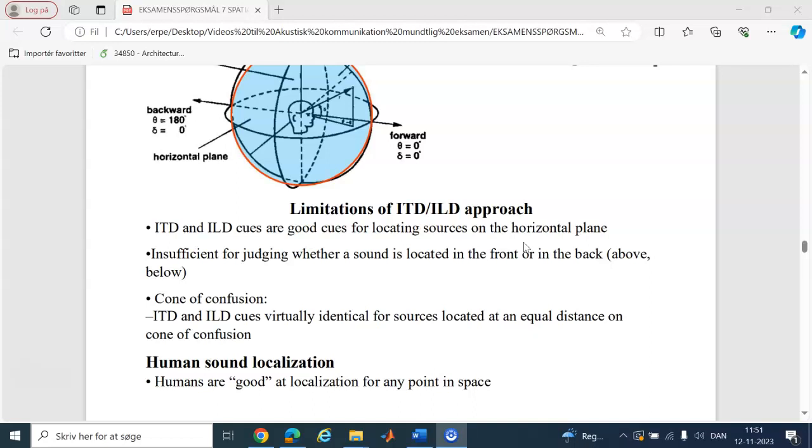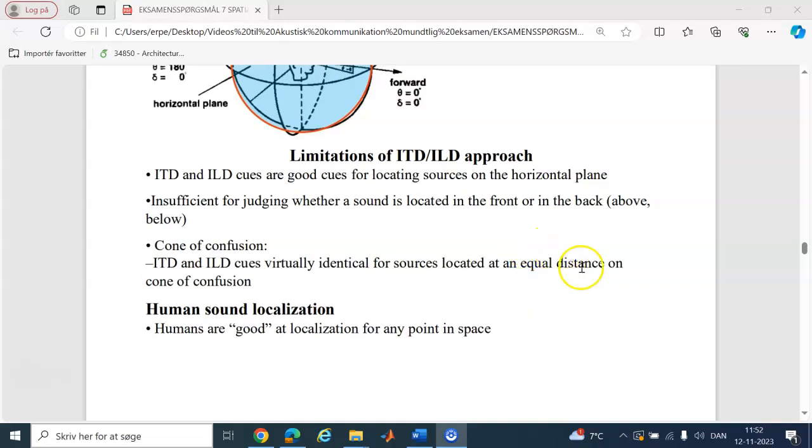Limitations of the ITD-ILD approach. ITD and ILD cues are good cues for locating sources on the horizontal plane, but they are insufficient for judging whether a sound is located in the front or in the back, or above or below. Cone of confusion: ITD and ILD cues are virtually identical for sources located at an equal distance on the cone of confusion.